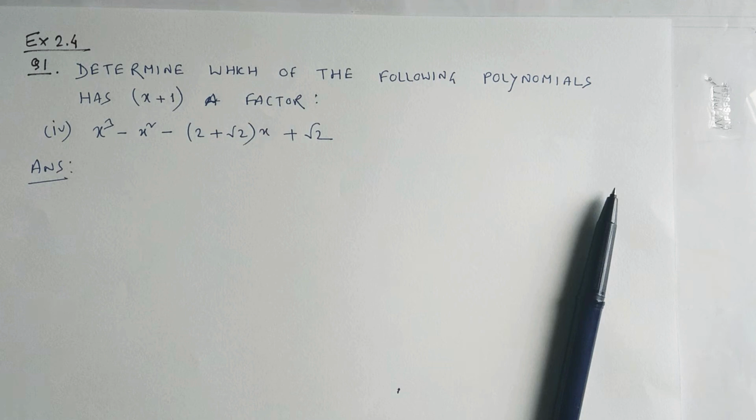This is question number 1, exercise 2.4. Determine which of the following polynomials has x plus 1 as a factor. So you are given 4 different polynomials. You have to check individually for those 4 polynomials whether x plus 1 is a factor or not.